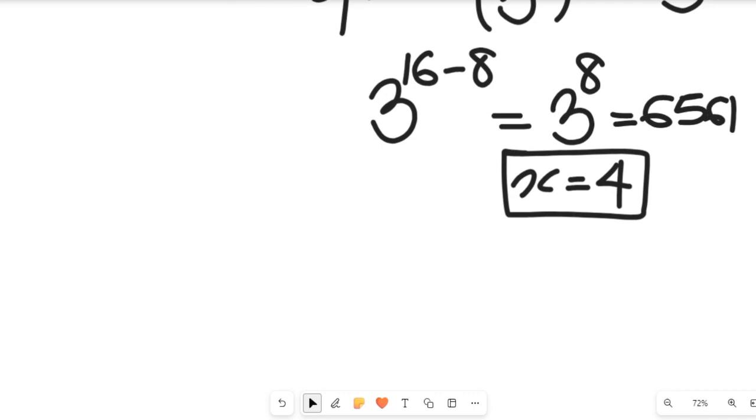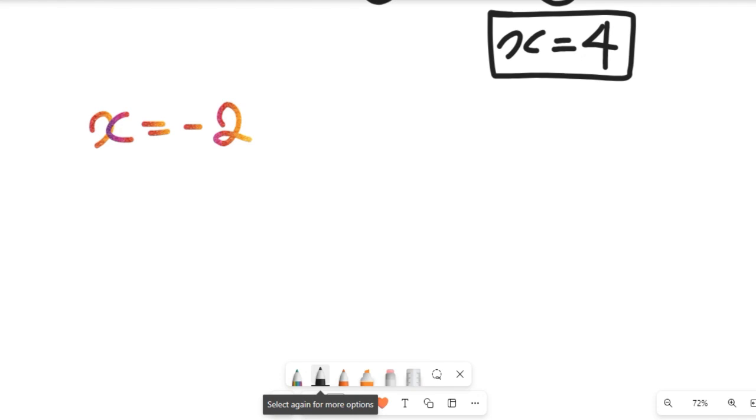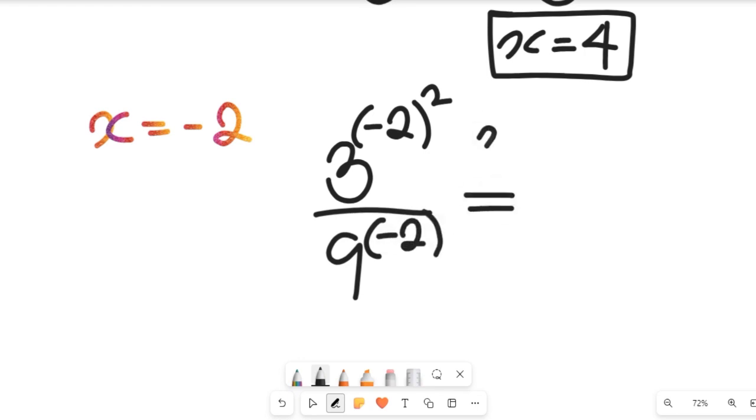Now let's try negative 2. Will negative 2 give us the same solution? Let's try x equal to negative 2. If x is equal to negative 2, that expression will now give us 3 to the power of negative 2 squared, and then we'll have 9 to the power of negative 2, right? Good. Will it give us 6561? Now let's try that out.